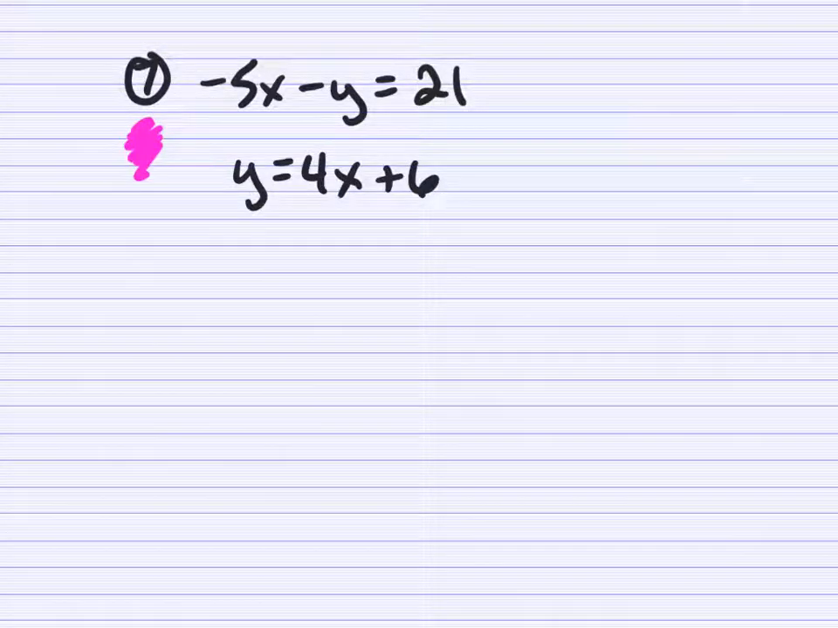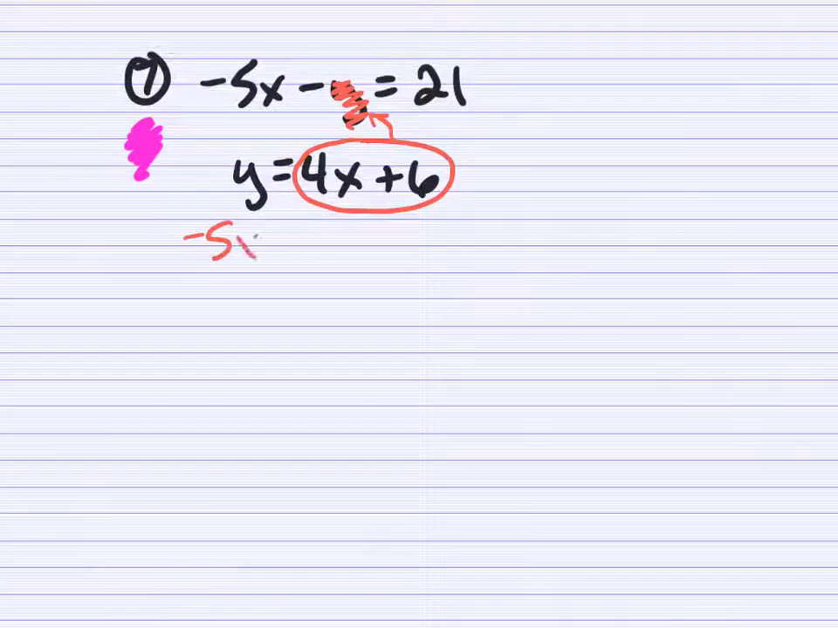On number 7, again, we are looking for a variable all by itself, and I see that y right there is all by himself. So I'm going to take out his twin, that y. And I have to put in something of equal value, which is a 4x plus 6. Okay. So now instead of negative 5x minus y, it's negative 5x minus, but I have to put this in parentheses, 4x plus 6 equals 21.